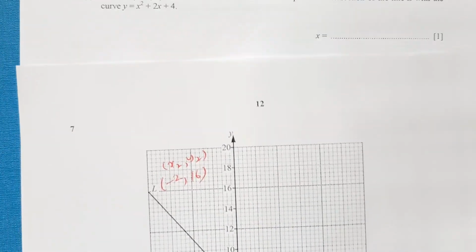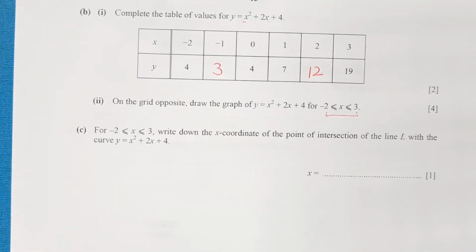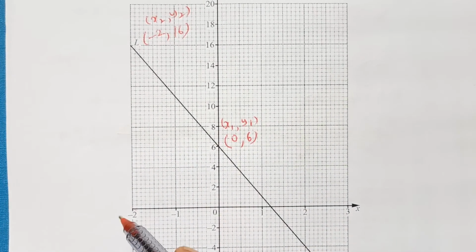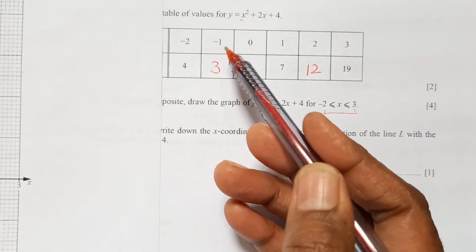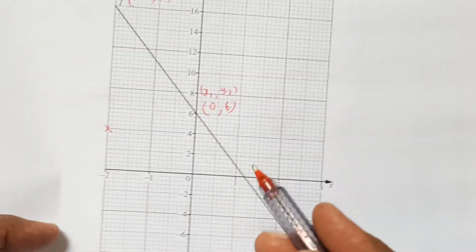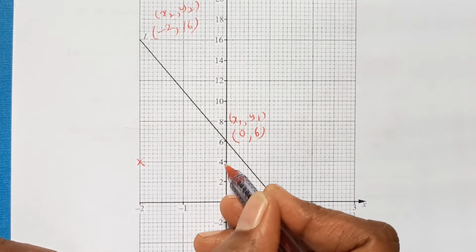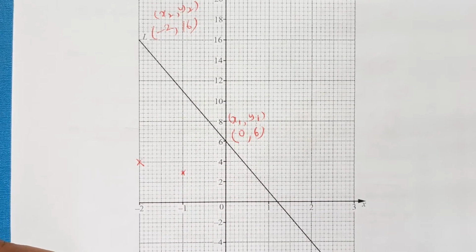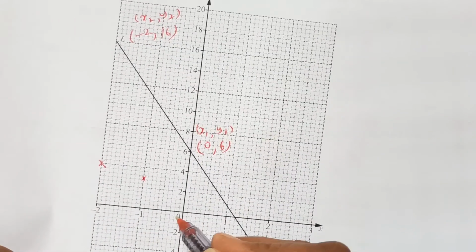So let me just put these points here. So the first point, it is x negative 2 and y 4. X negative 2 is here, y 4 is here. So this is the point. And then second is negative 1 and 3. X negative 1, y is 3. Y 3 will be here between 2 and 4. Okay. So this is done. Now 0 and 4. X 0, y 4 is this one.